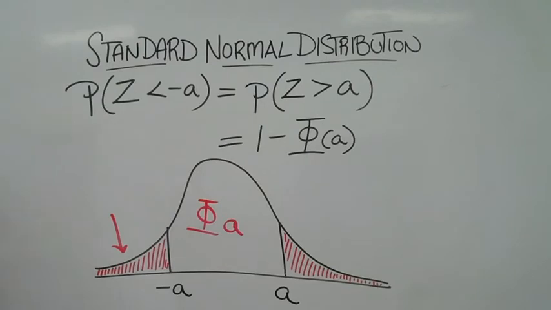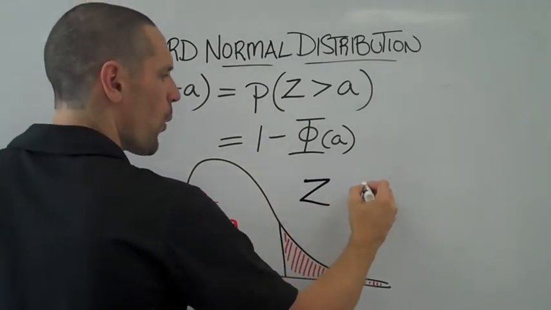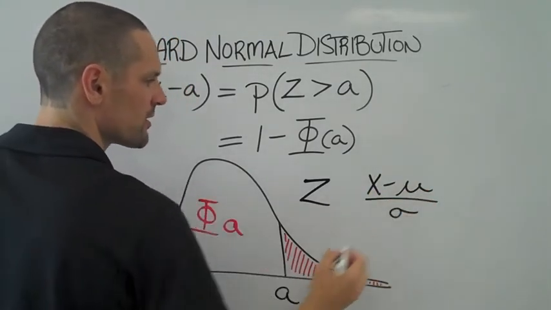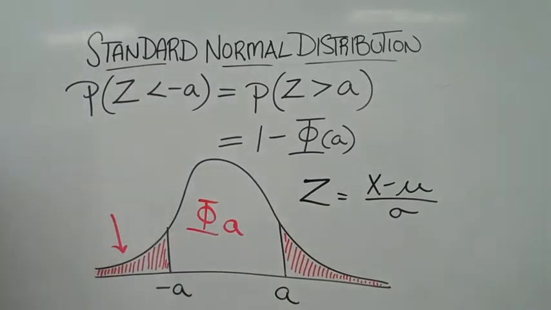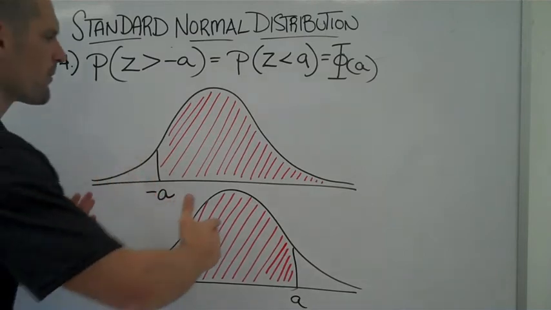And please don't forget, your z-value, again, you're just converting your x minus your average divided by your standard deviation. You're converting any normal curve to the standard normal curve. That's all you're doing.